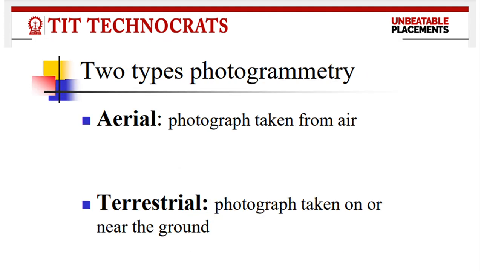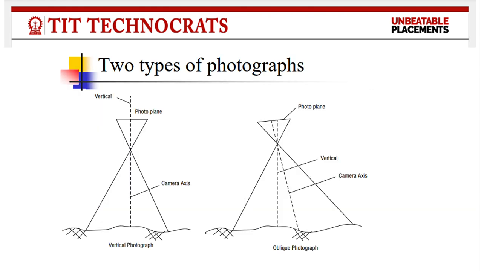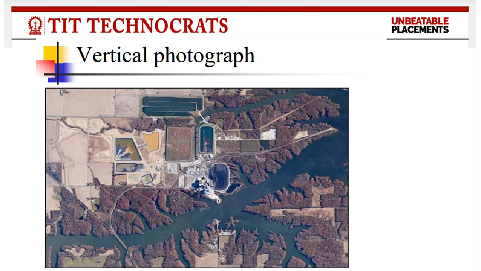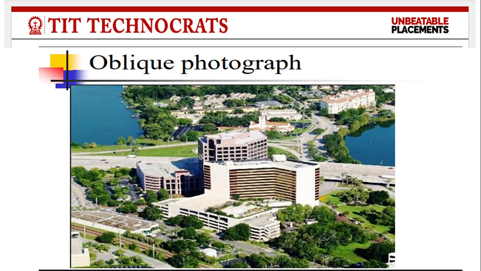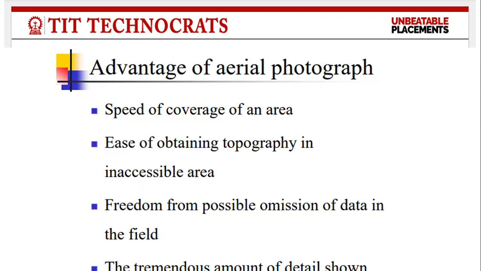There can be two types of photogrammetry. One is aerial photogrammetry and one is terrestrial photogrammetry. In aerial photogrammetry, the photographs are taken from the air, and in terrestrial, photographs are taken on or near the ground. There can be two types of photographs: one is vertical photograph, one is oblique photograph. Vertical photograph is seen like this, oblique like this.